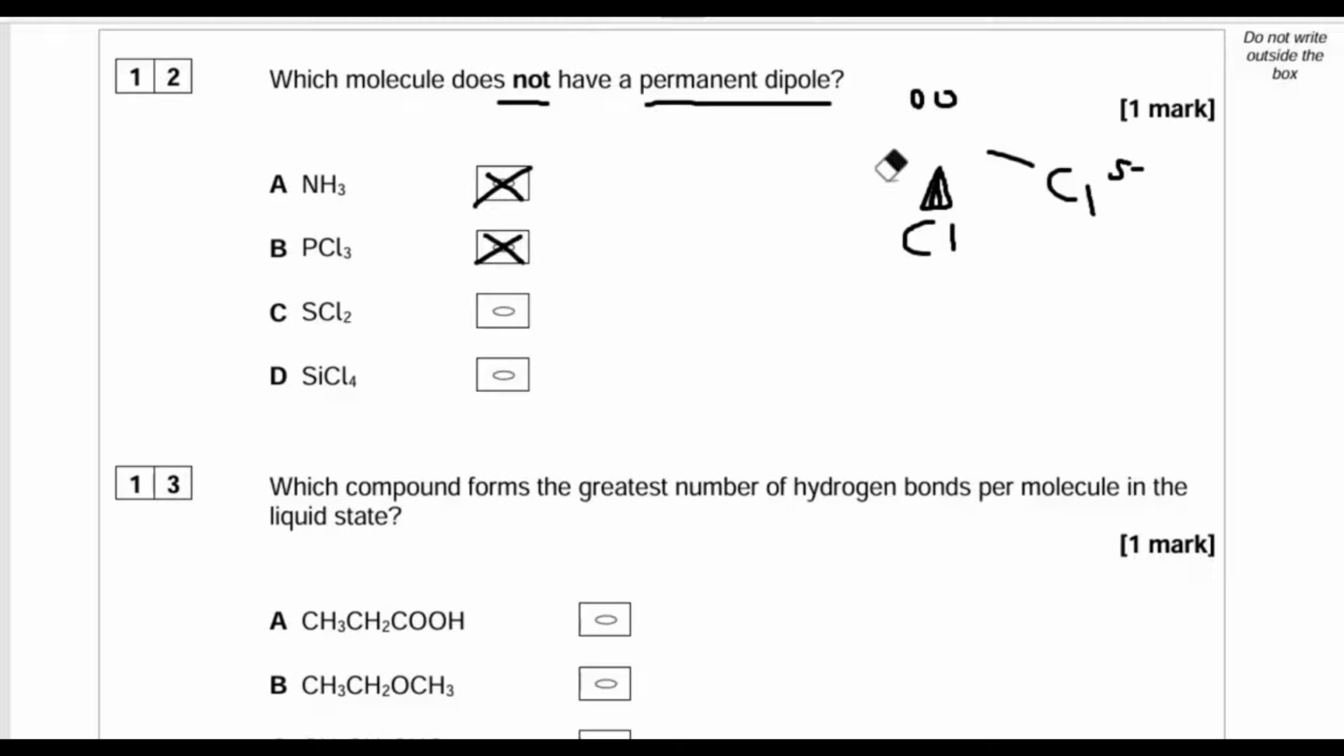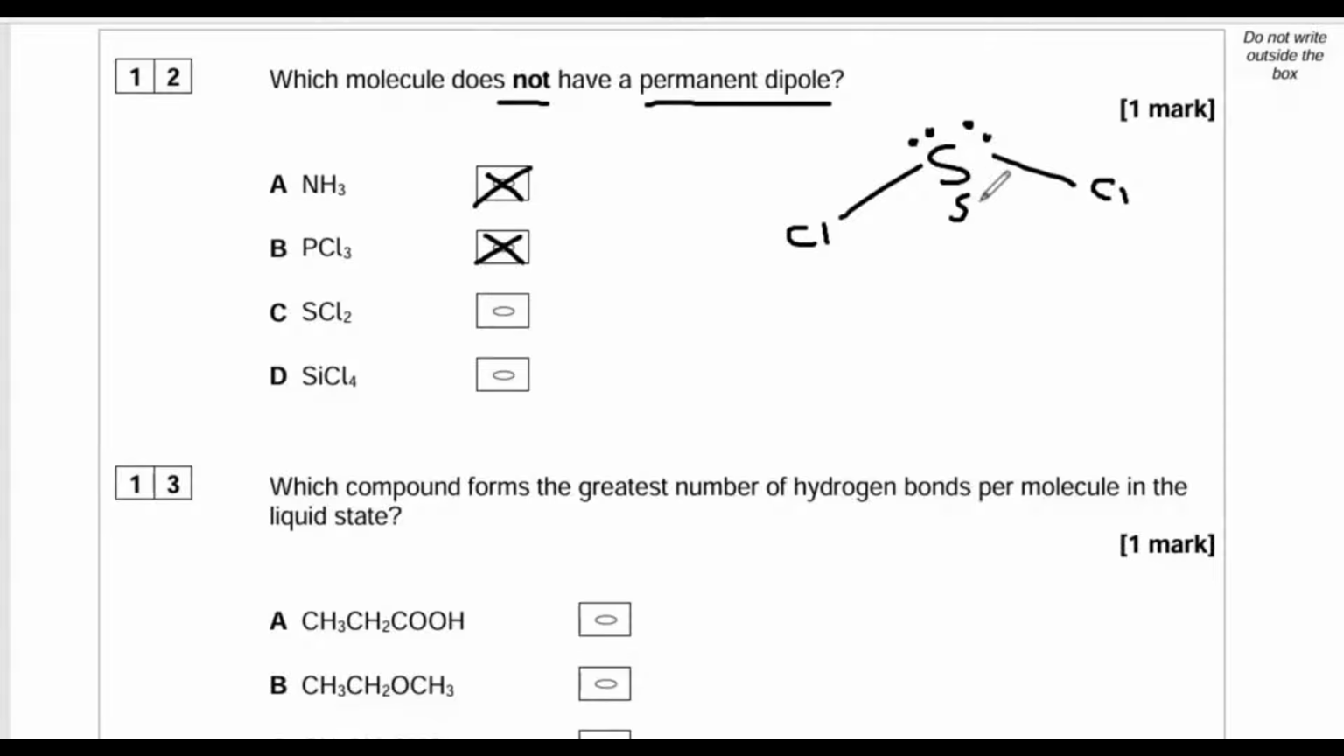Now, if we look at what we've got here, we've got sulfur dichloride. Sulfur's in group 6 like water, right? So it's going to have 2 lone pairs and it's going to bond to these chlorines. And I think you remember what the shape of water is. It's going to be 104.5. It's a bent, non-linear molecule.